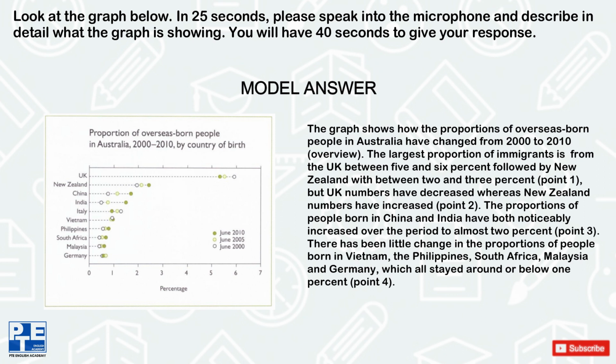The proportions of people born in China and India have both noticeably increased over the period to almost 2%. There has been little change in the proportions of people born in Vietnam, the Philippines, South Africa, Malaysia and Germany, which all stayed around or below 1%.